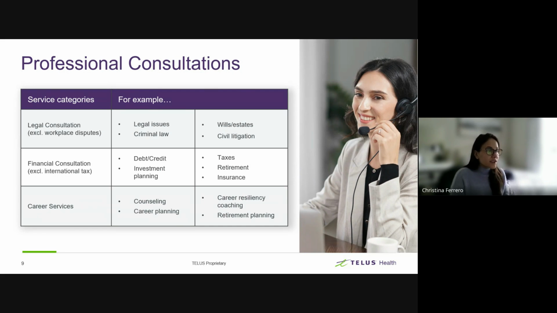And then career services, same thing. So counseling, career planning, even career resilience coaching, for Medicare sign-up questions. So this isn't included with that, correct, Sam?